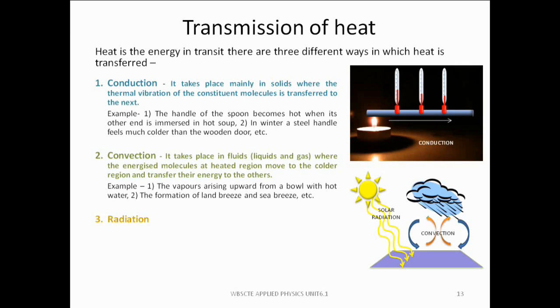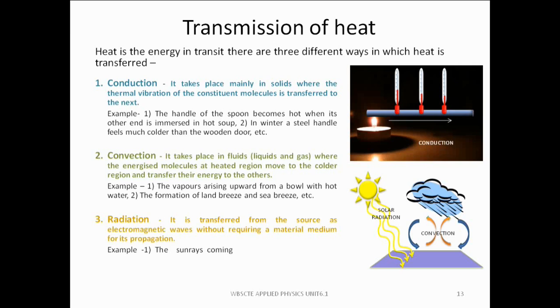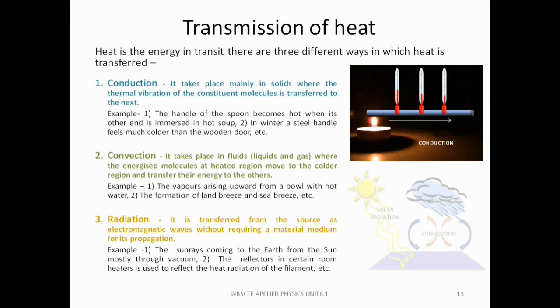Radiation. Heat is transferred from the source as electromagnetic waves without requiring a material medium for its propagation. The picture beside shows, as seawater is heated due to solar radiation, convection current in moist air takes place that rises up and condenses to form clouds.